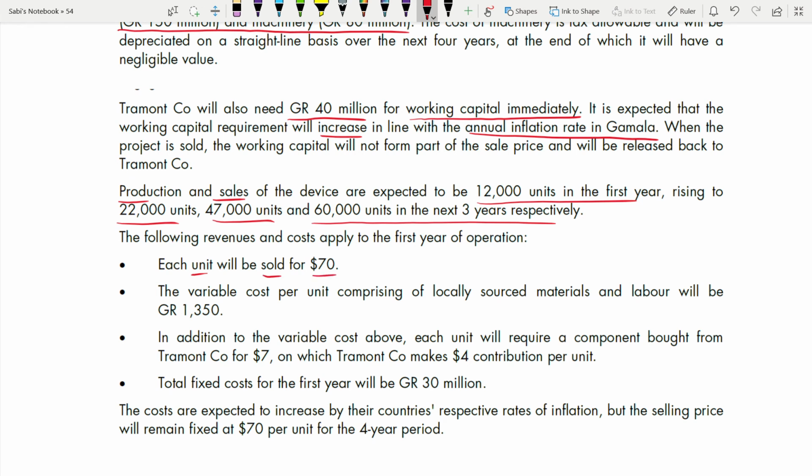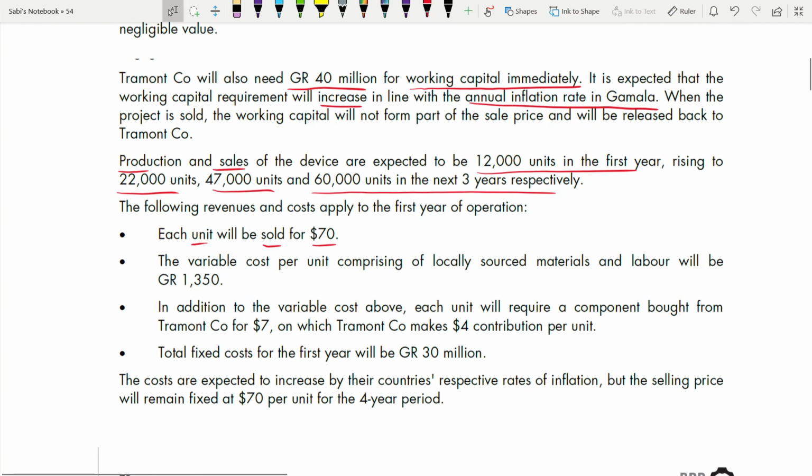The variable cost per unit. Of course, you'll be given the fixed cost, variable cost, and some additional cost also, right? So the variable cost per unit, comprising all locally sourced materials and labor, will be this. In addition to the variable cost above, each unit will require a component bought from Tramont for 7, on which Tramont makes a $4 contribution per unit. You are given the contribution. Why are you given the contribution? You have to find the cost. You are given the sale price, you are given the contribution. Using that, you can find the cost.